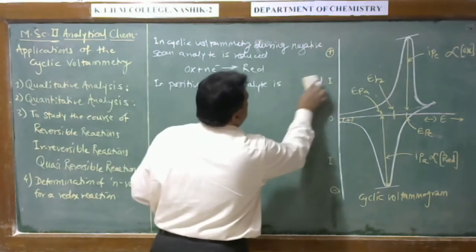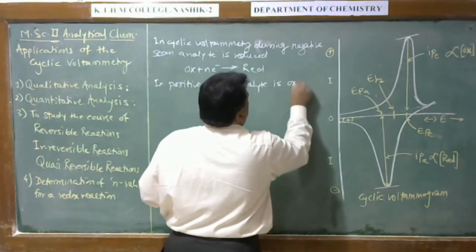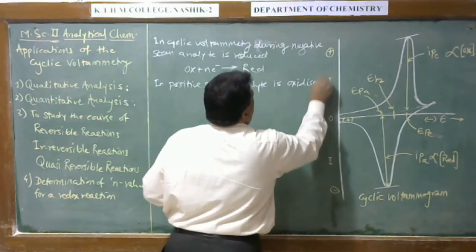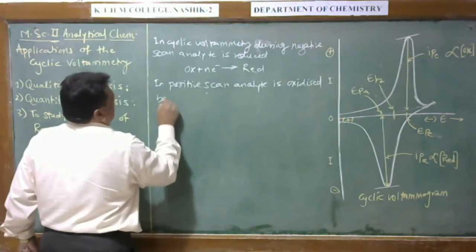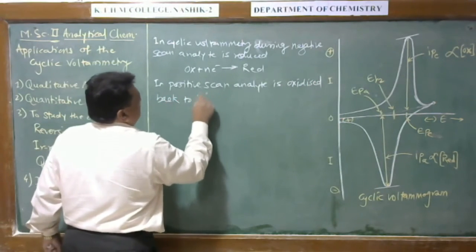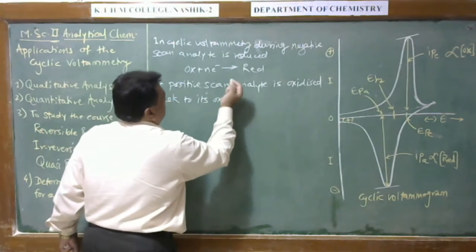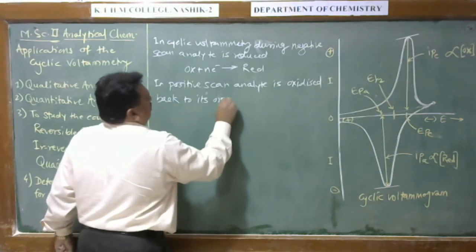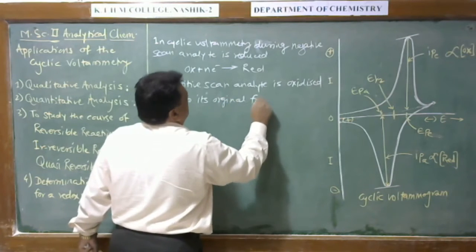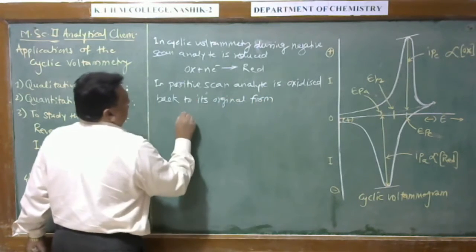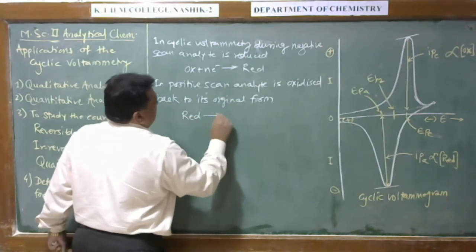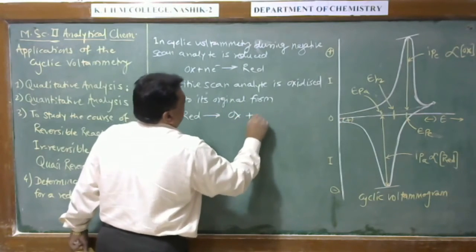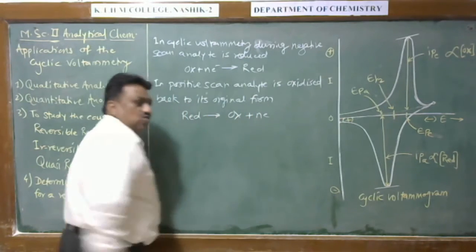Analyte is oxidized back to its original form. That means here RED is again converted into OX with loss of the same electrons.